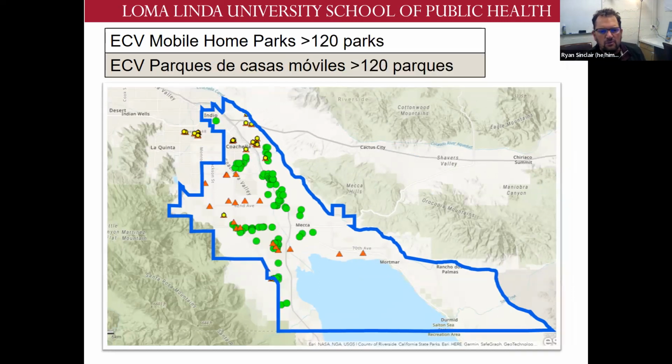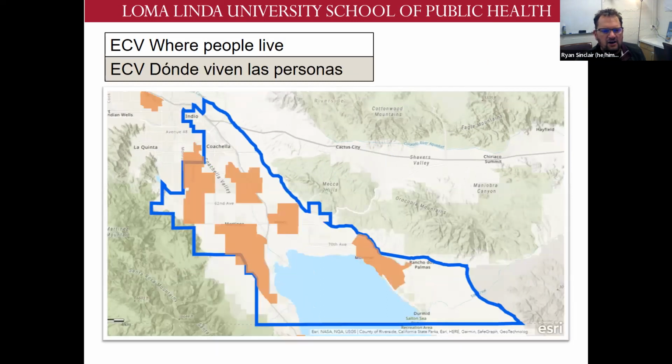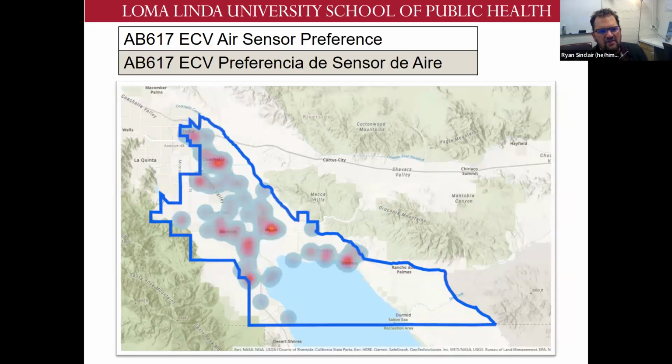We looked at where the mobile home parks are. These are clusters of mobile home parks, and all of this is map data. This is all the different population centers there: Mecca, North Shore, Oasis, Thermal, and Coachella. And then we did a survey, and this is where everybody said the monitors should go.